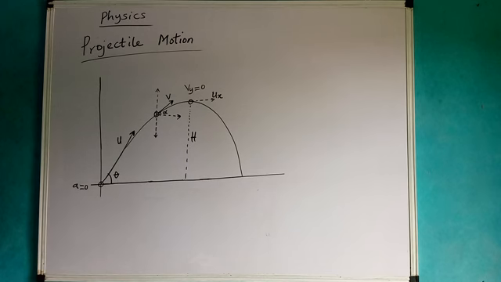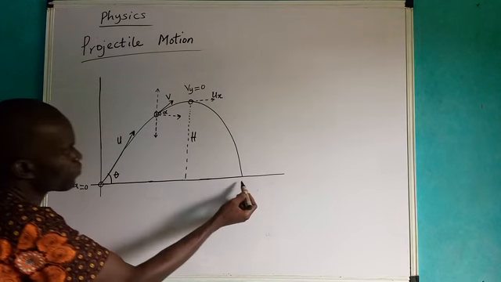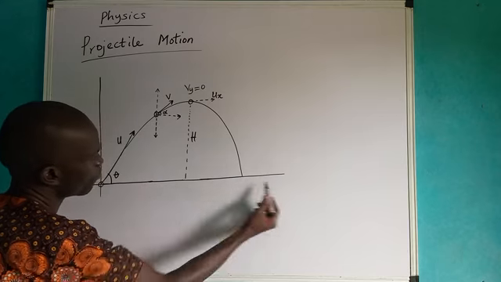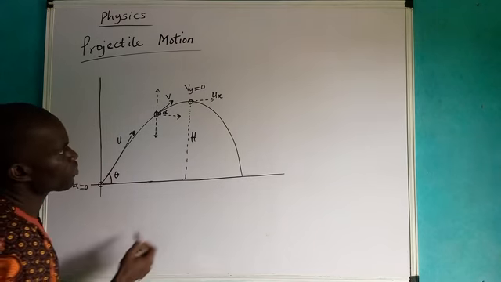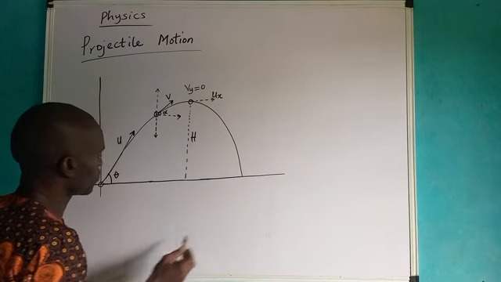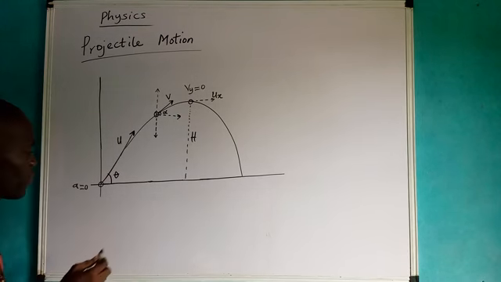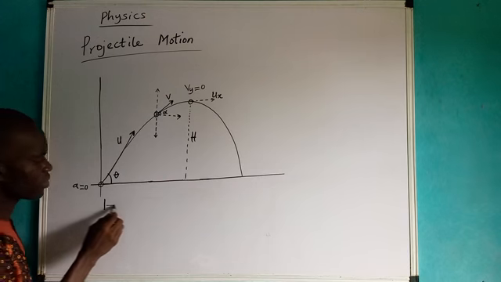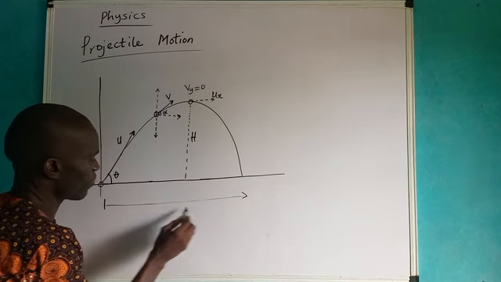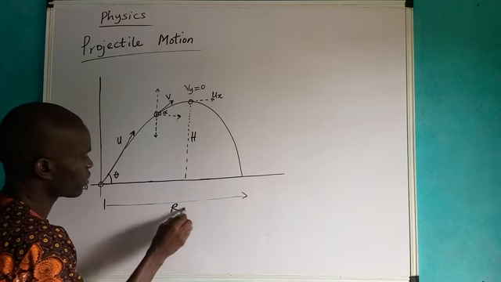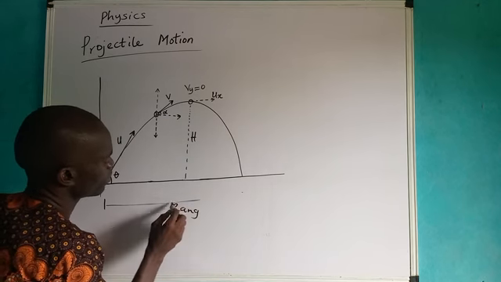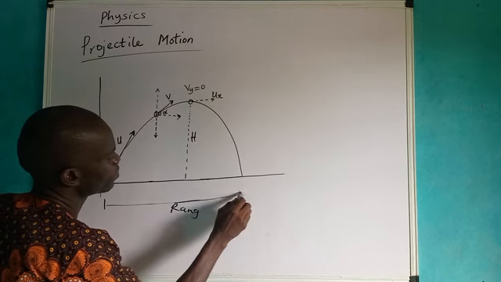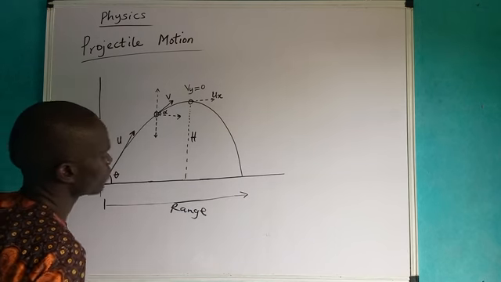Now, this body will definitely move to this plane. This is the plane of projection. And of course, when this body comes down to this position here, we have the range. This position here is the range.